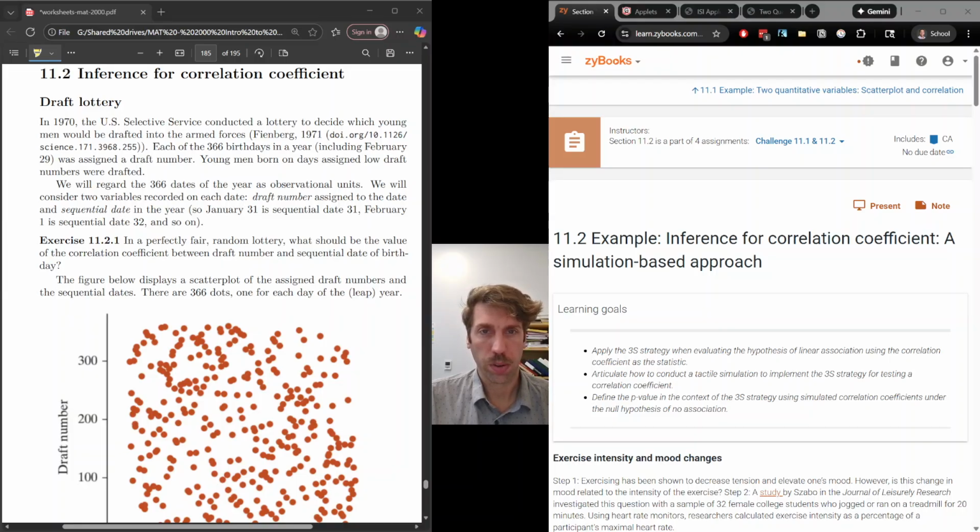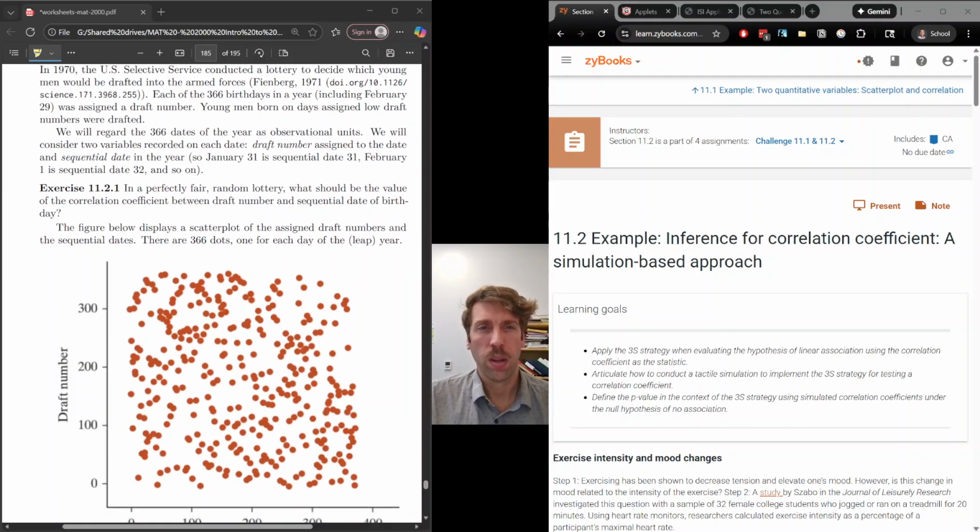So January 31st is number 31 of the day of the year. February 1st is the 32nd day of the year, and so on and so forth. In a perfectly fair random lottery, what should be the value of the correlation coefficient between draft number and sequential date of birthday? You just use your common sense knowledge of the world there.